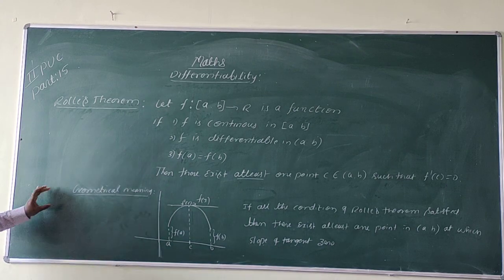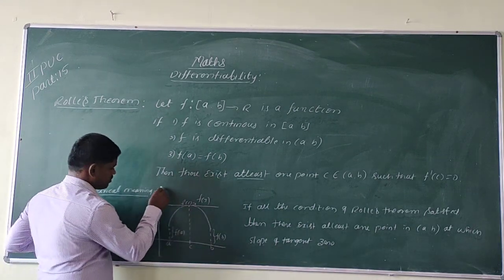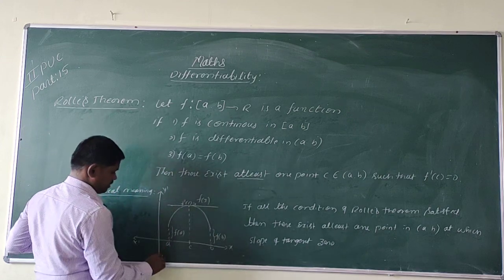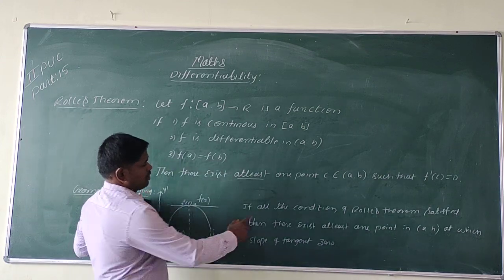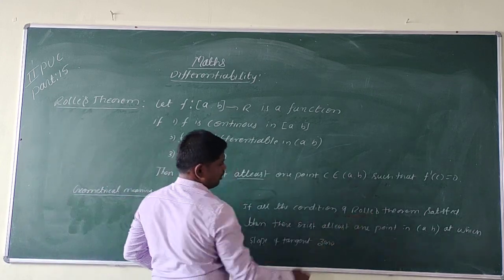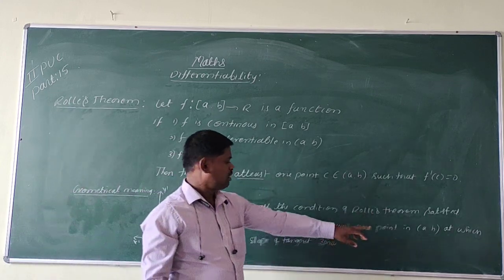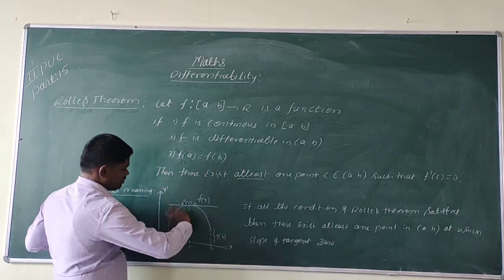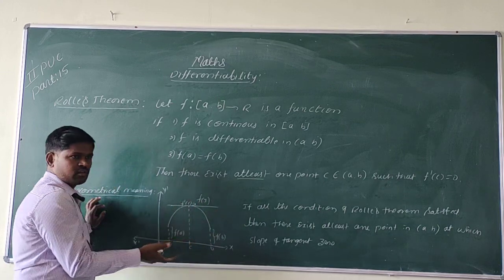And write down the geometrical meaning also. So take this graph, x'x, y'y. If all the conditions of Rolle's theorem are satisfied, then there exists at least one point in (a, b) at which the slope of the tangent is 0. So this curve satisfies all the conditions of Rolle's theorem.